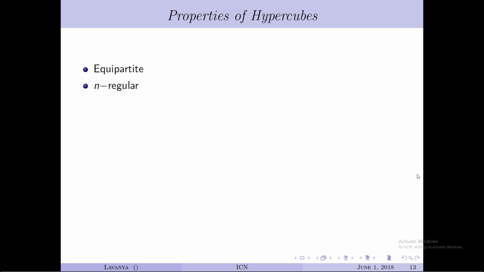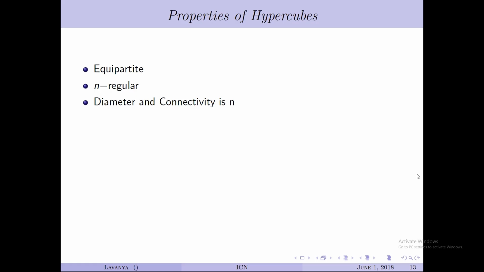So the equipartiteness is one interesting property. Both the partitions have equal number of vertices, and then n-regular, this we have seen, and diameter is n on 2 power n nodes. Everywhere we are on 2 power n nodes, but we are talking in terms of the power n, which is a log factor.